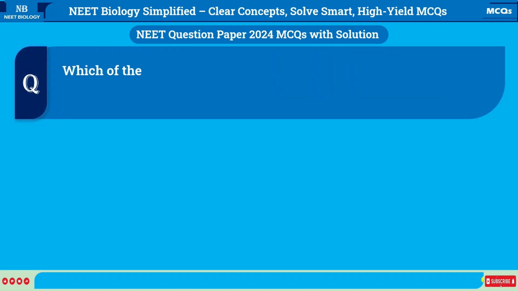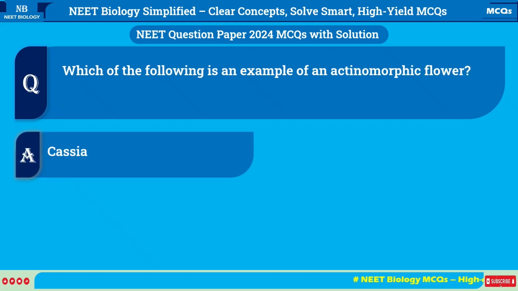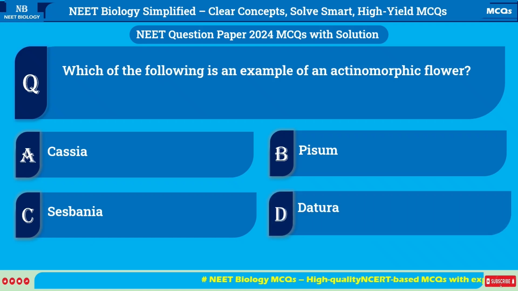Which of the following is an example of an actinomorphic flower? A. Cassia, B. Pisum, C. Sesbania, D. Datura.